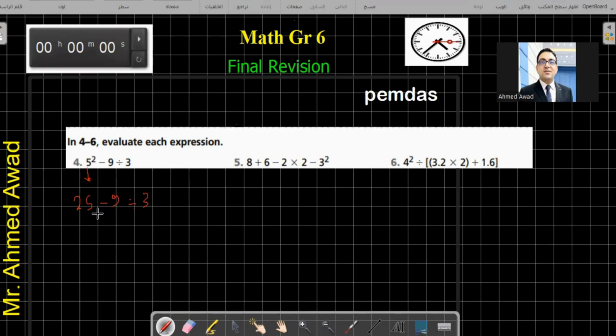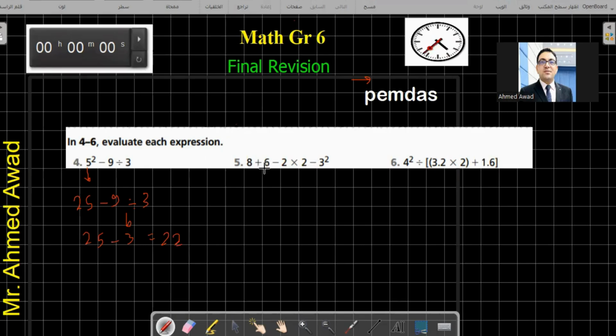Now, which one is going to be first, guys? Subtraction or division? Ah, yes. I said always start from what? From the left. So it's going to be division. 9 divided by 3 is going to be 3. Now 25 minus 3 is going to be 22. So the answer here is going to be what? 22.